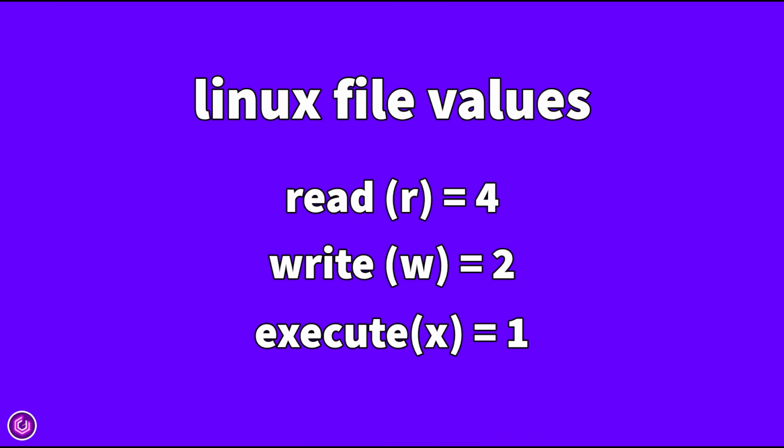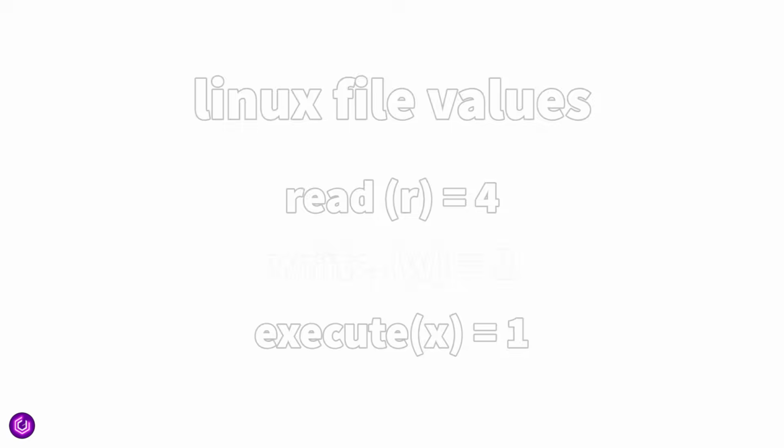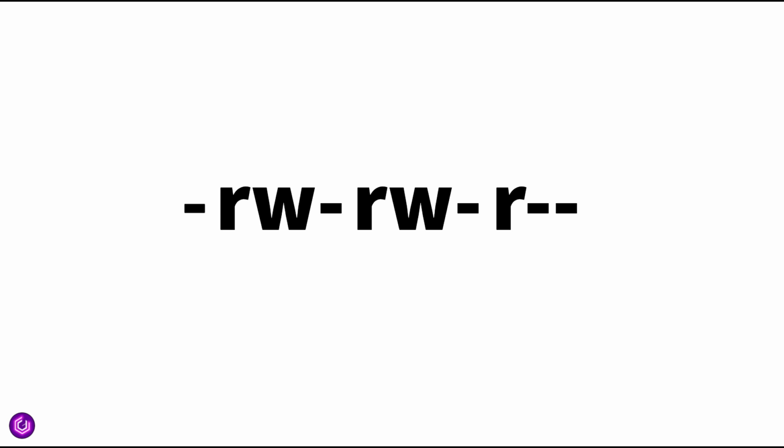The last part of this, before I show you an example, is the value of the read, write, and execute permissions. Read has a value of 4, write has a value of 2, and execute has a value of 1. So in this example now, we will apply the number values to each permission. R plus W equals 6. R plus W again for the group equals 6. And to finish, R on its own equals 4. That's your permission value for the file, 664.